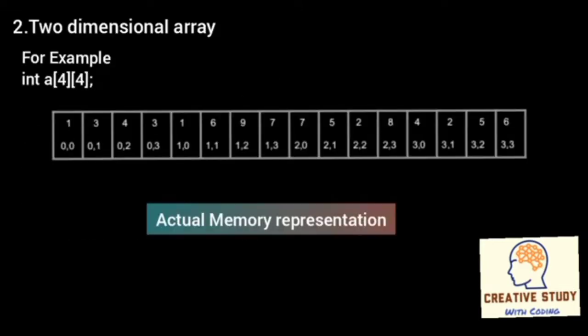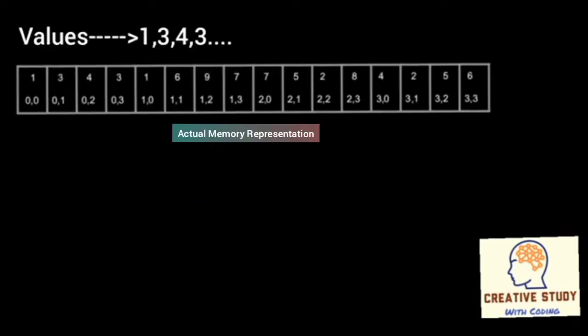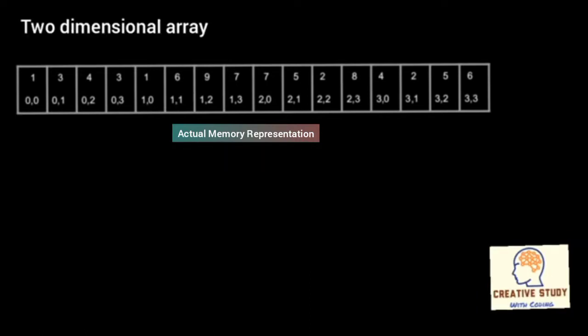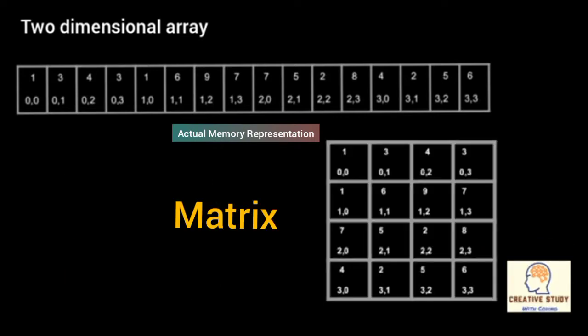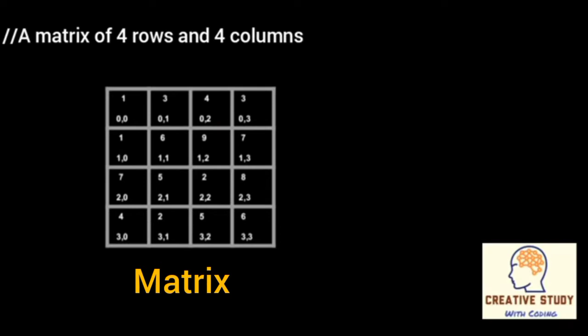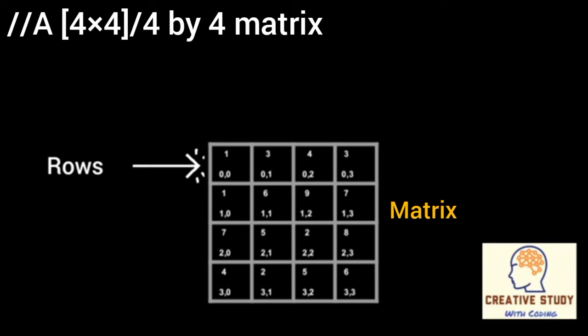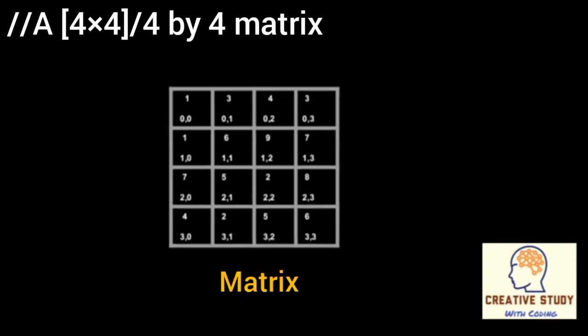Now this is the actual memory representation where values are stored at their indices. These are called values and these are called indices. The two-dimensional array in C programming is also known as a matrix. A matrix can be represented as a table of rows and columns. Now you can visualize a two-dimensional array easily by showing it as a matrix. These are called rows and these are called columns. Since it is a matrix of 4 by 4, there are 4 rows and 4 columns.